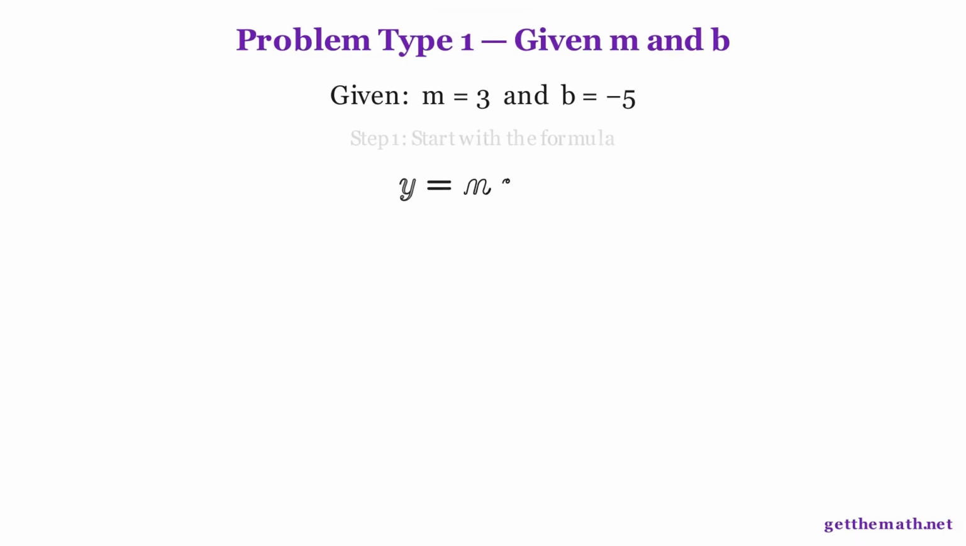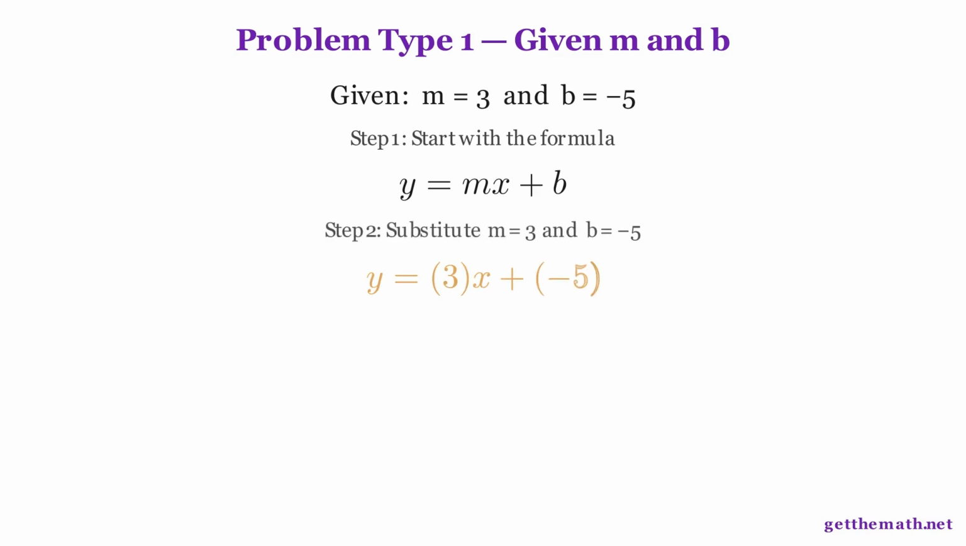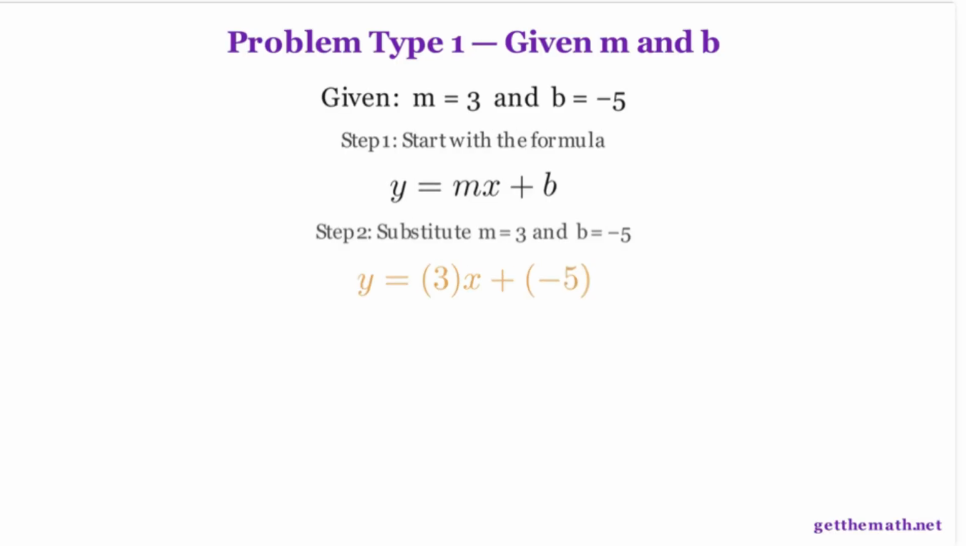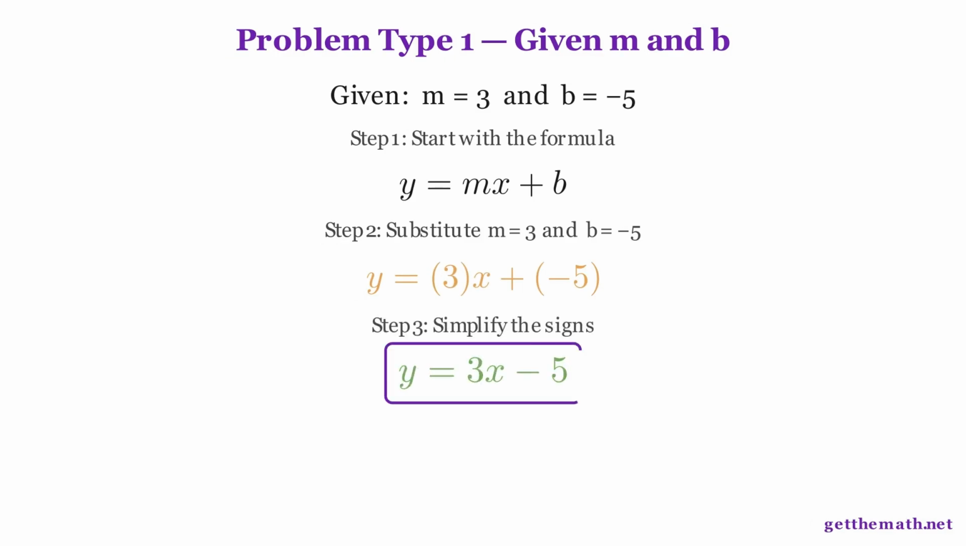y = mx + b. Now we substitute: y = 3x + (-5), which simplifies to y = 3x - 5. That's it. We replaced m with 3 and b with -5. Notice that plus -5 becomes -5. The equation of our line is y = 3x - 5. Simple, right? When m and b are given directly, just plug and write.